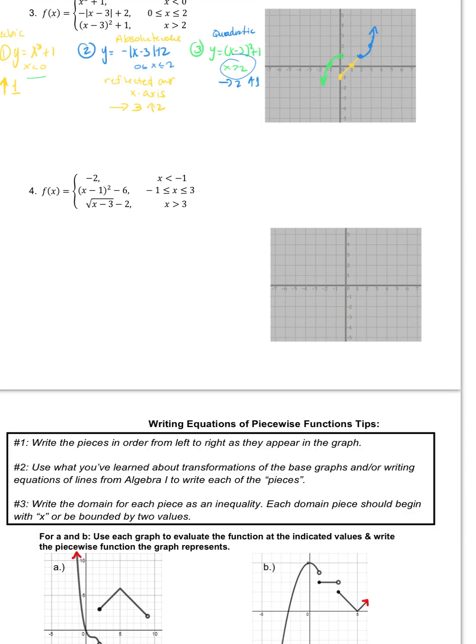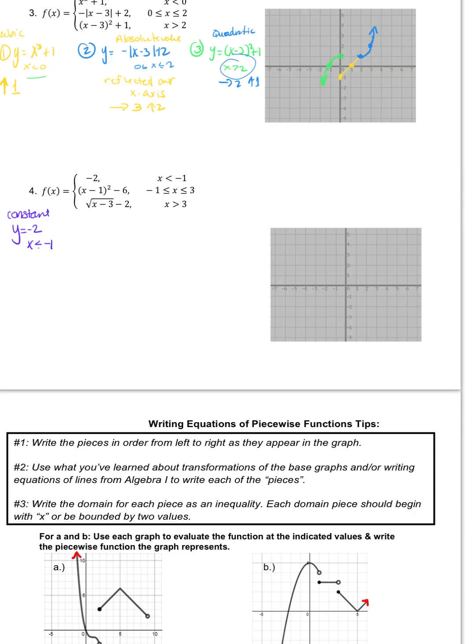All right, so last one on this page. Again, we have 3 equations that we're going to have to write. And so this first one is a constant, so y equals -2. This is a constant. It's restricted to x less than -1.